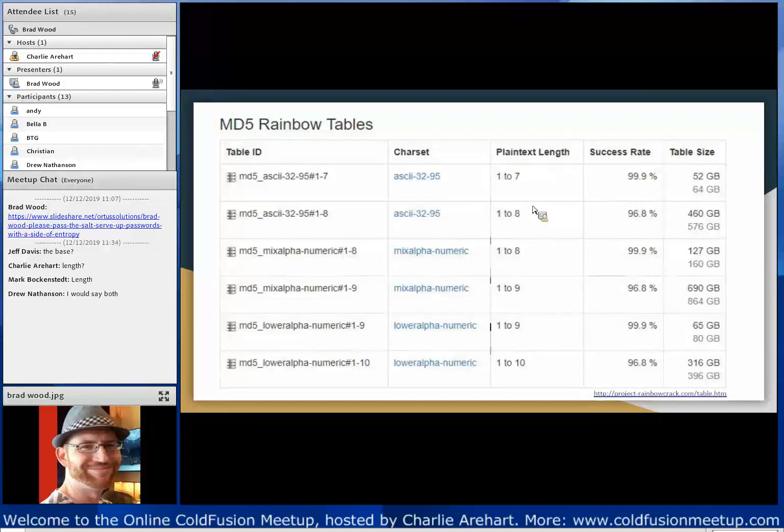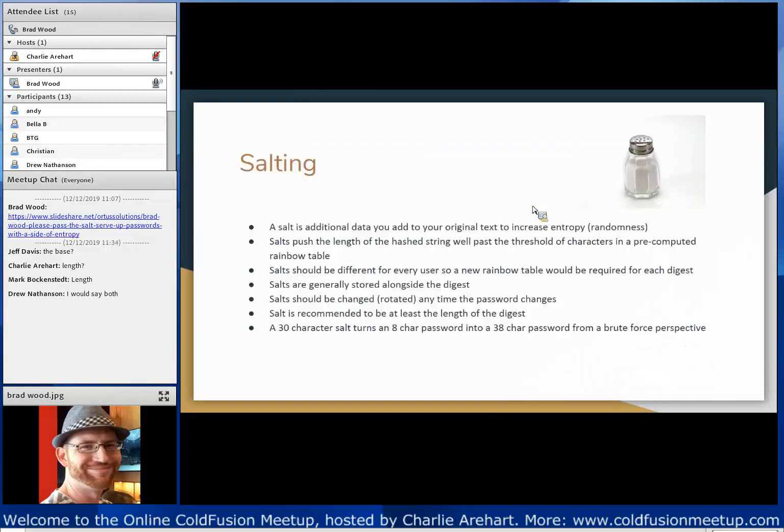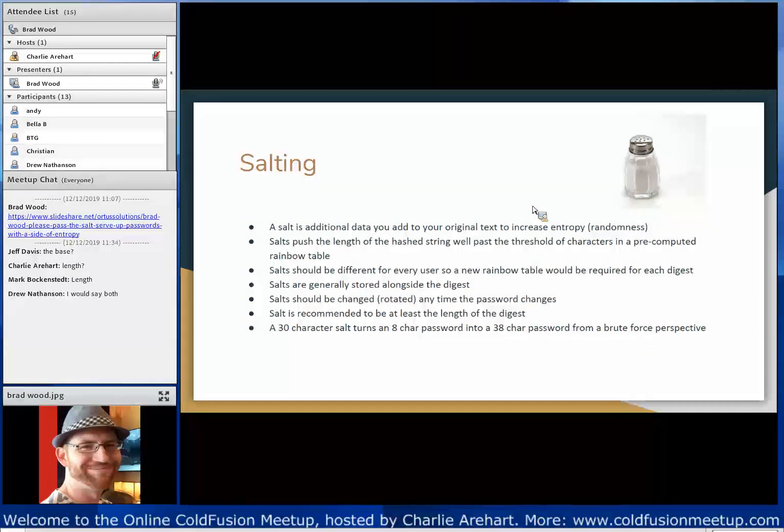And the largest rainbow table we have here only goes up to a 10-character password. So if you can, not arbitrarily but artificially, take an 8-character password and turn it into a 38-character password, you just push the entropy of that well past the off-the-shelf rainbow tables that exist right now. So the salt should be different for every user. That's the whole point of salt, right? You don't use the same salt for everybody, otherwise it doesn't serve any purpose. So every single user has a different salt.